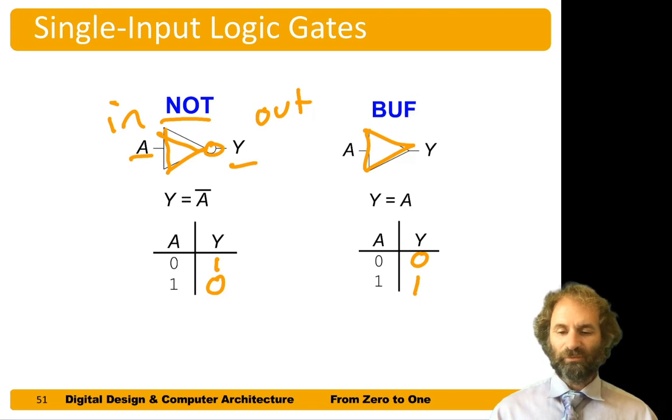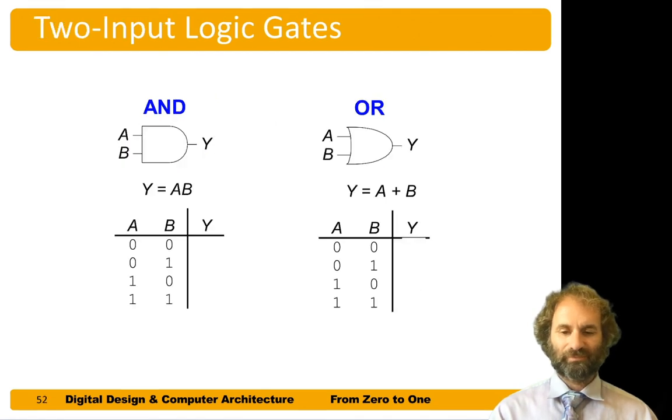From a logic point of view, this seems useless, but sometimes from an electrical point of view, buffers could be helpful. For instance, they might put out the same output but at a different voltage level, or they might put out the same output but with greater power to drive something like a motor or a light. So single input logic gates aren't all that exciting.